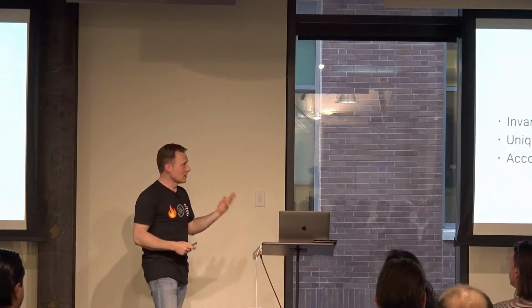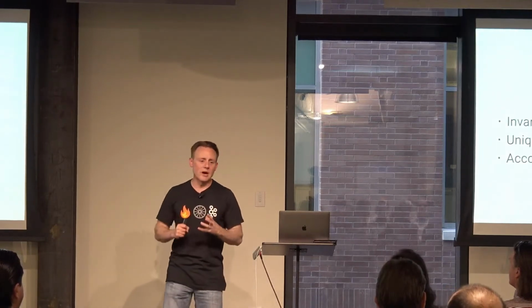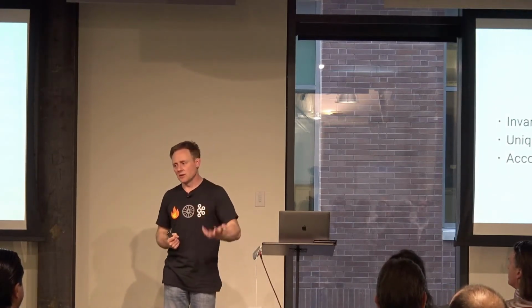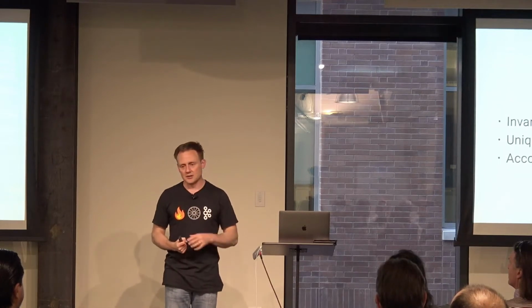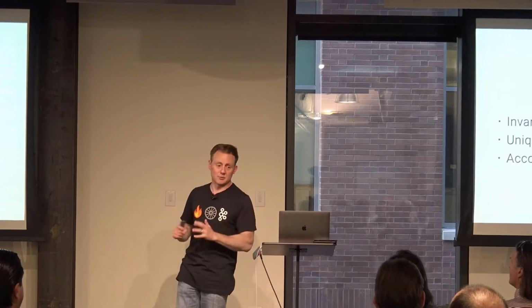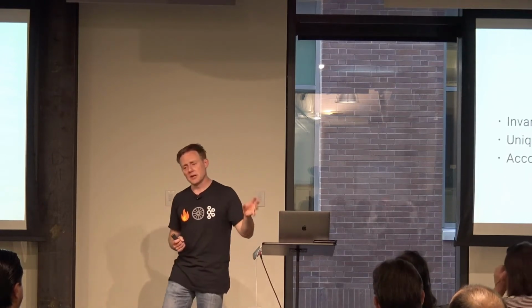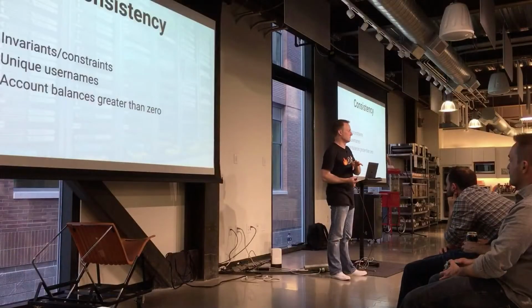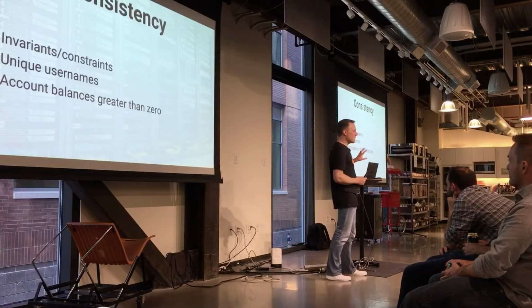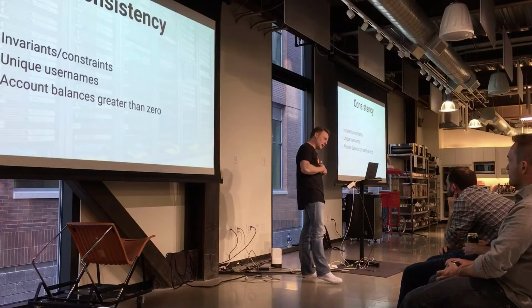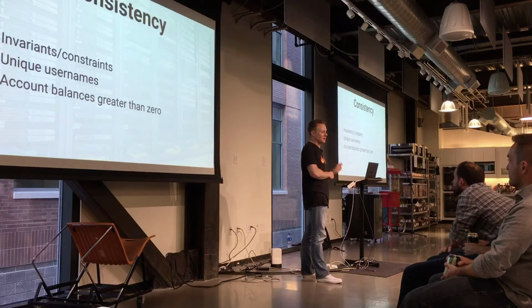And in that sense, consistency means that system-wide there are some invariants that we are enforcing. There are constraints, like there can be only one of each username, and account balances are always positive, or whatever the invariants are, we get to define them, and our system maintains them. So this will end up shaking out of, at least in my examples, shaking out of our isolation solution.